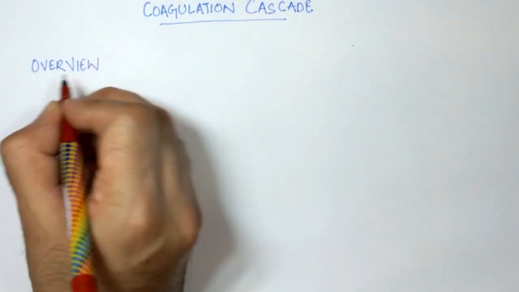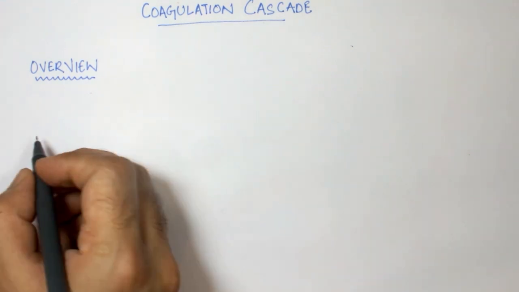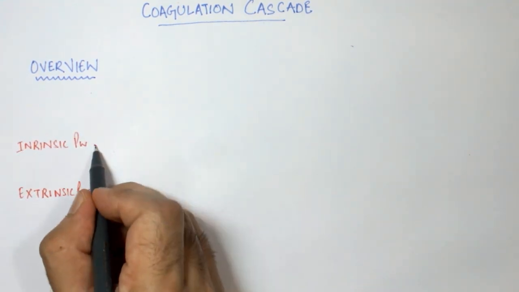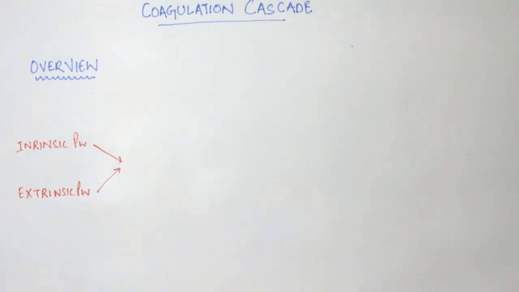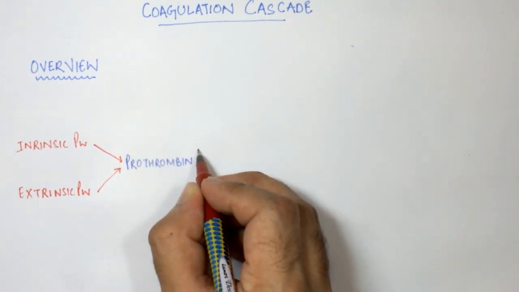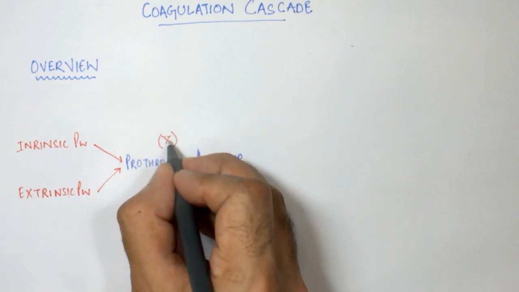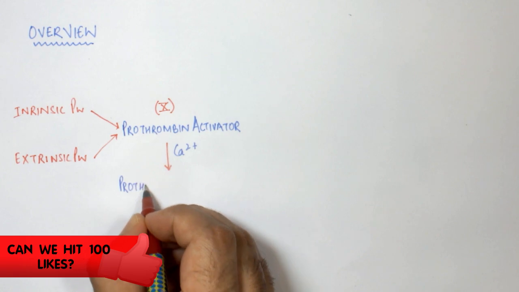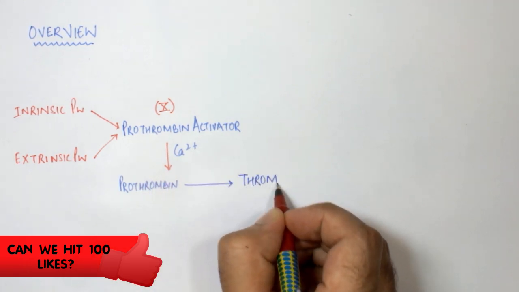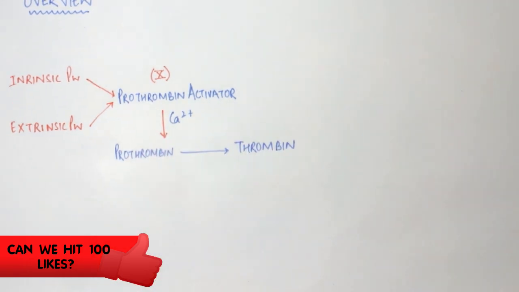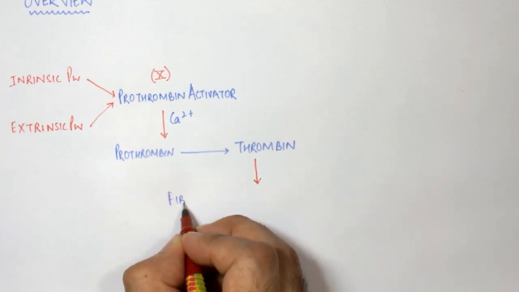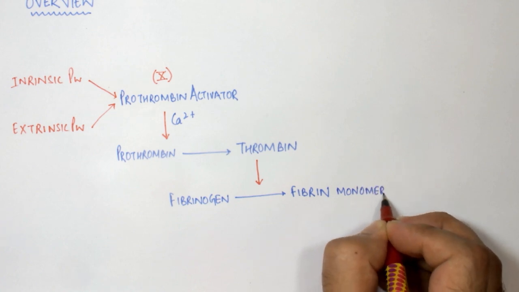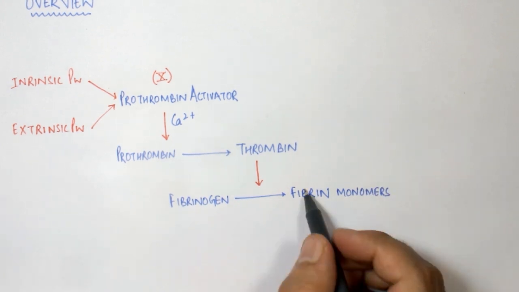Let's first have an overview regarding what happens in the coagulation cascade. So we have an intrinsic pathway and then we have an extrinsic pathway. They both eventually lead to the formation of prothrombin activator, which is actually the activated factor X. Once prothrombin activator is activated, in the presence of calcium ions, it converts prothrombin into thrombin. And when a sufficient quantity of thrombin is formed in the blood, it leads to the conversion of fibrinogen into fibrin. But initially these fibrin are just monomers and they cannot form a stable clot.